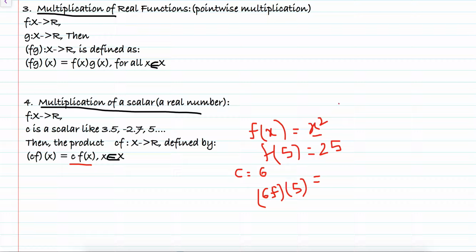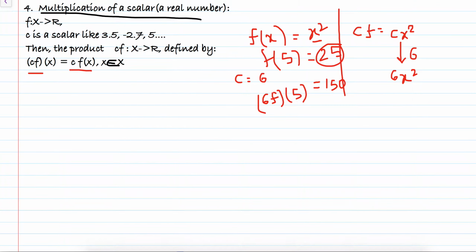This we are defining here as c times f(x). So here cf will become c times x square. So here 6 times x square, or if we put 5 here, then it will become 6 times 25, which is 150. And if we multiply this 25 by 6, we also get 150. So this is also a very trivial case.